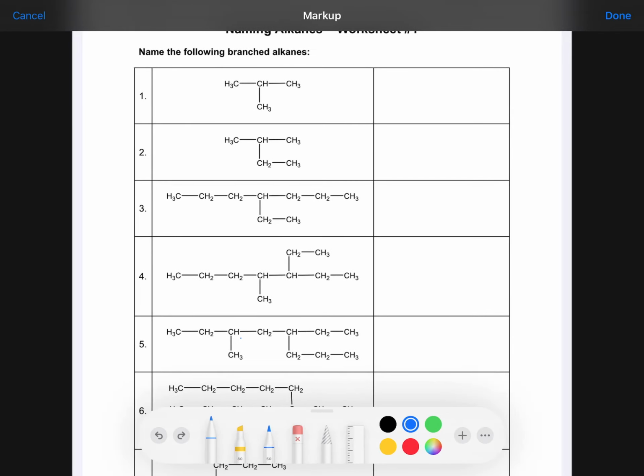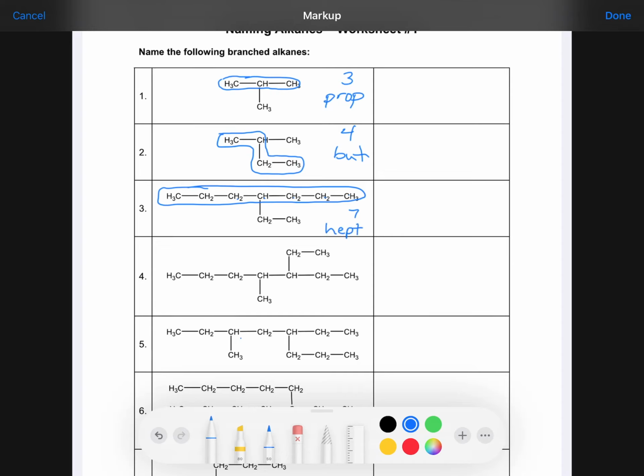So on this one, we identified this as the longest continuous chain. And I'll just put a little 3 here. The longest continuous chain has 3, and the prefix for 3 is prop. All right, here we have 4. The longest continuous chain has 4 carbons, and the prefix for that is but. Here, this is our longest continuous chain. 1, 2, 3, 4, 5, 6, 7. And the prefix for that is hept.